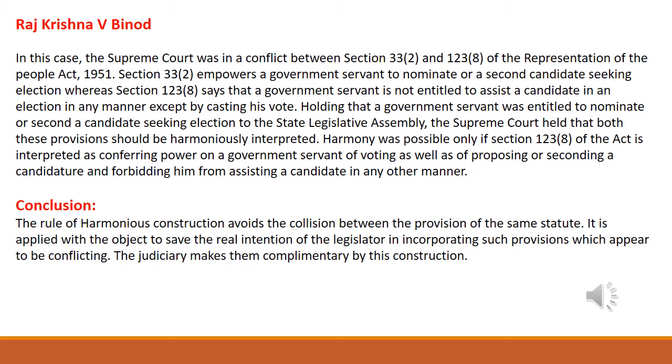So the conclusion here is that the rule of harmonious construction avoids collision between the provisions of the same statute. It is applied with the object of saving the real intention of the legislature in incorporating such provisions which appear to be conflicting. So the judiciary makes them complementary by this construction. The real intention of the legislation is not to make conflicts but to make the provisions go hand in hand, and to try to reach a good conclusion to give good justice to the people who are seeking justice.